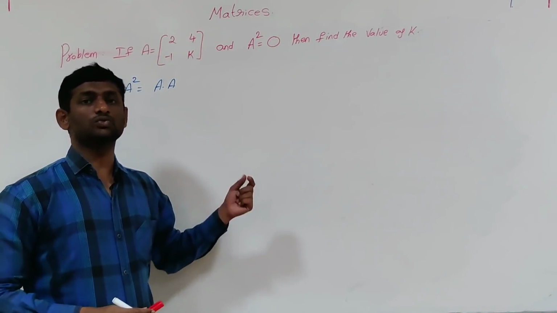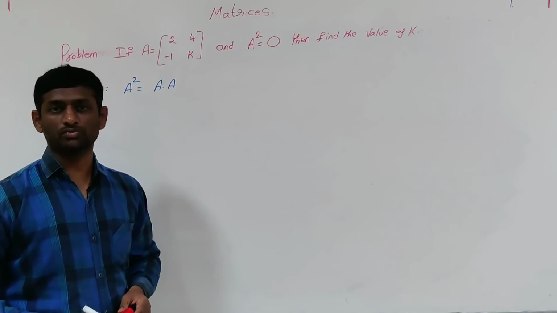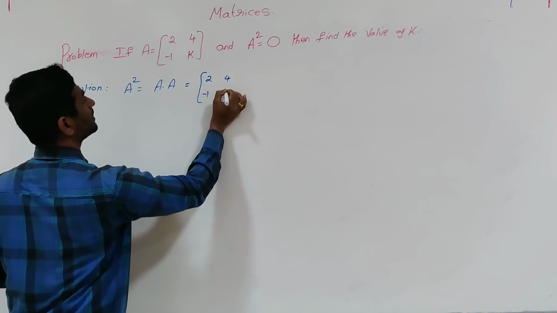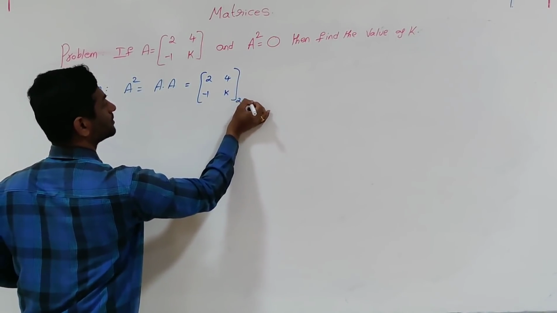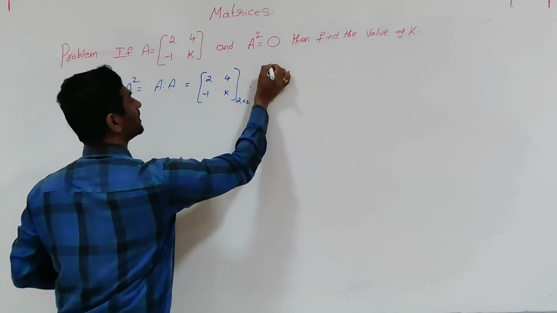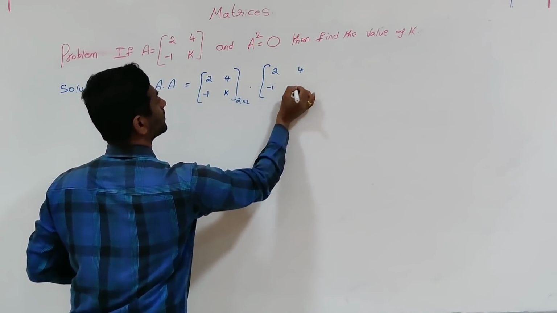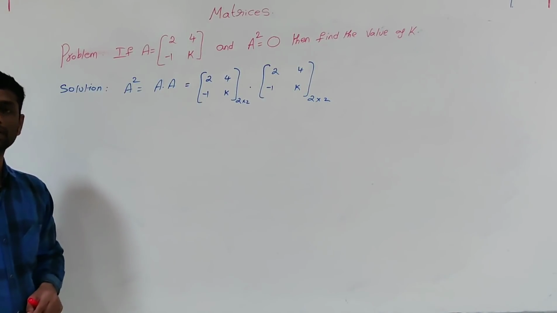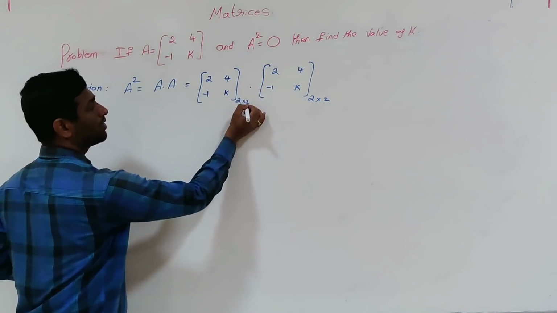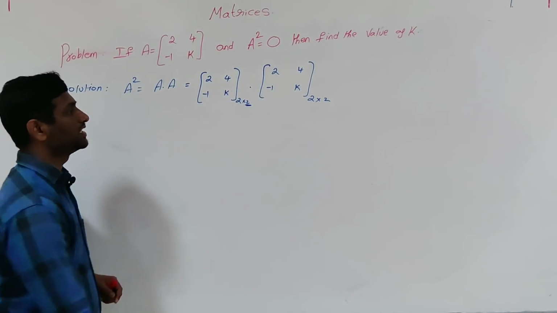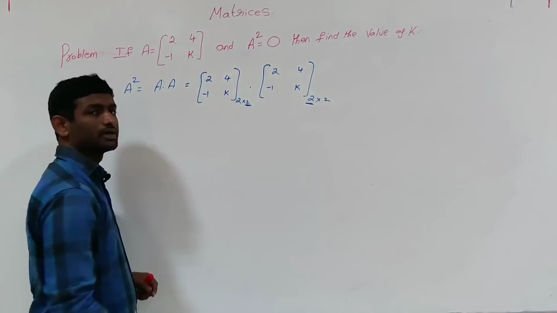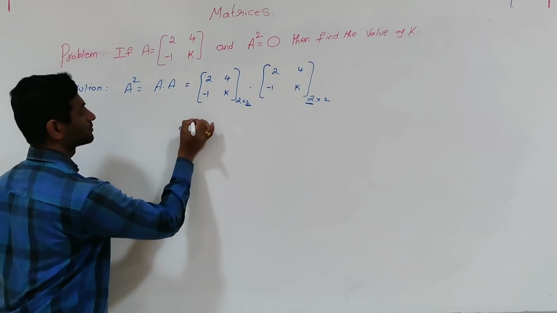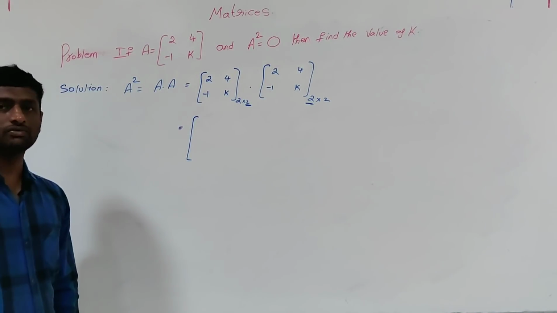We have discussed when matrix multiplication is possible. Let me check. A is [2, 4; -1, K] of size 2 by 2, multiplied with the same matrix itself, [2, 4; -1, K], which is also a 2 by 2 matrix. What is the condition for matrix multiplication? The number of columns of the first matrix should be the same as the number of rows of the second matrix. These two are equal, so matrix multiplication is possible.